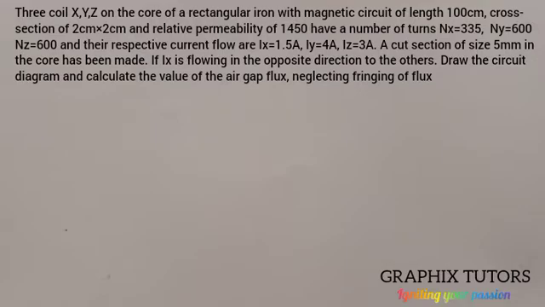A cut section of size 5 millimeter in the core has been made. If I subscript x is flowing in the opposite direction to the others, draw the circuit diagram and calculate the value of the air gap flux, neglecting fringing of flux.